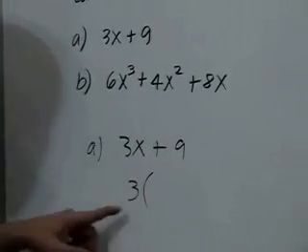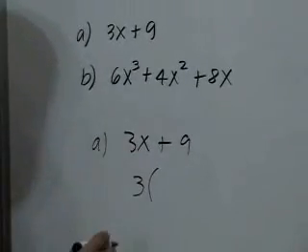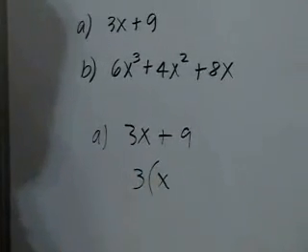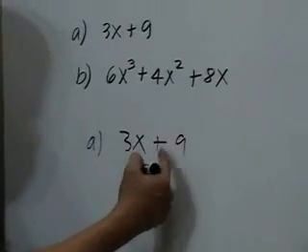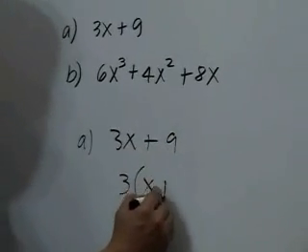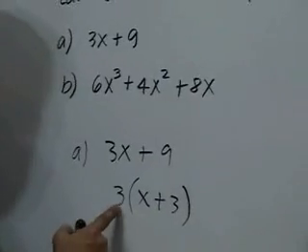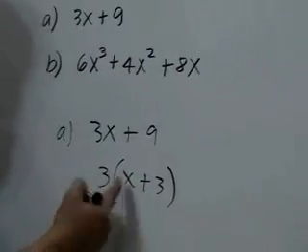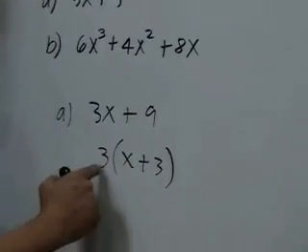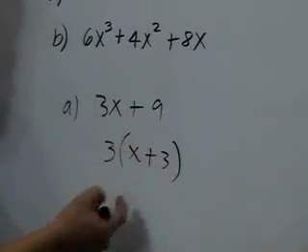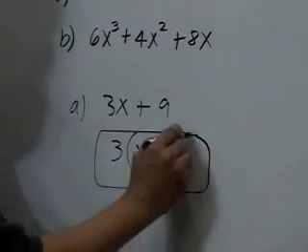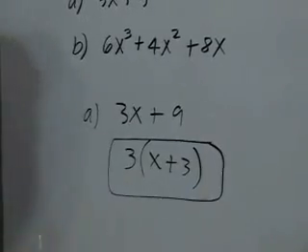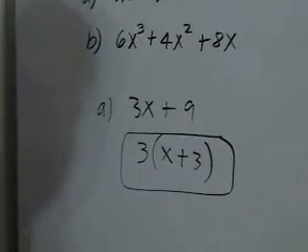If we remove 3 from the first term, you'll be left with x. If we do the same thing for the second term, we'll be left with positive 3. So here is our 3x using the distributive action, and this is our positive 9. So this is the result of the factoring when the common factor 3 is removed.